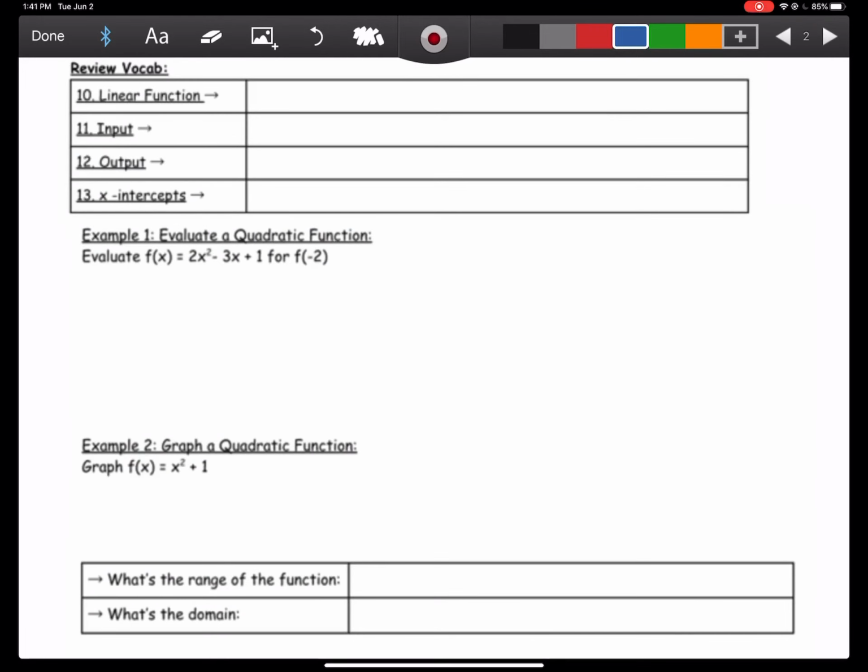Okay, we've got some review vocabulary. Linear function. If we think about a linear function, hopefully you're thinking of y equals mx plus b. You know that. And the input, of course, is the x values or x coordinates. The output is the y values. I'll switch some colors here. Y values or y coordinates.